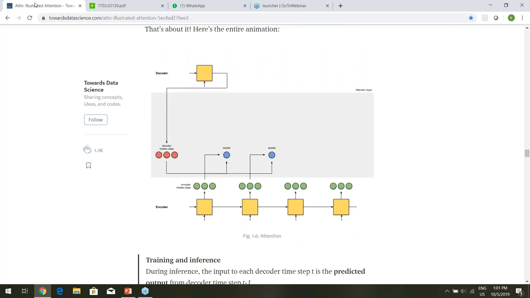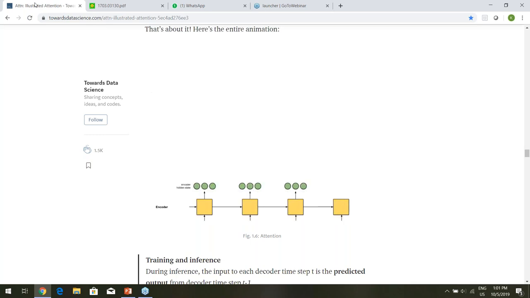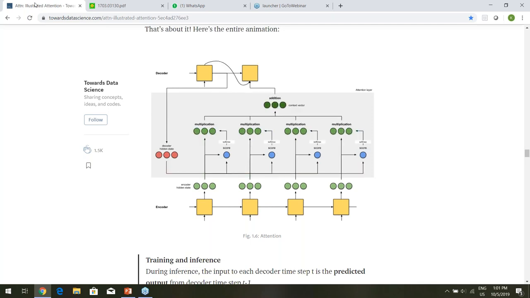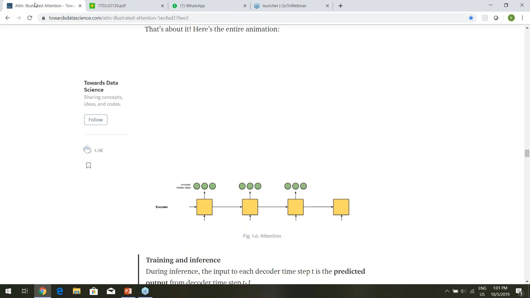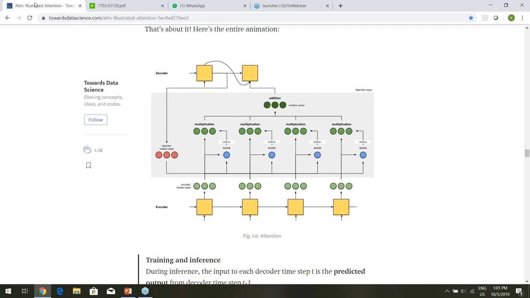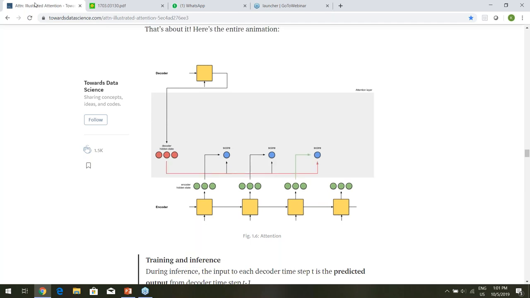Search for "Attention Is All You Need." That paper is better. They also used it for translation. Yeah, so many, all are used.